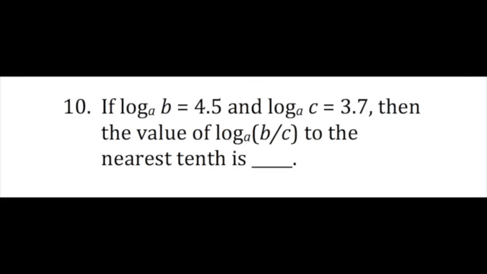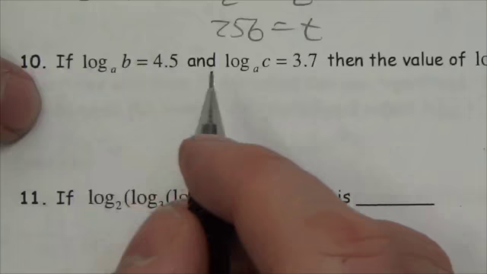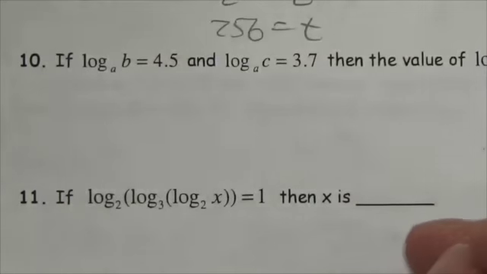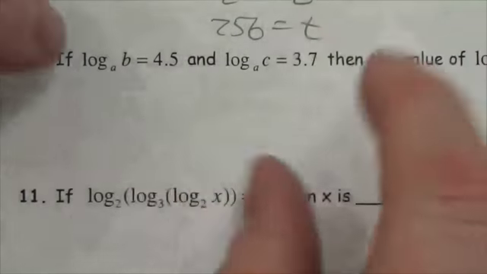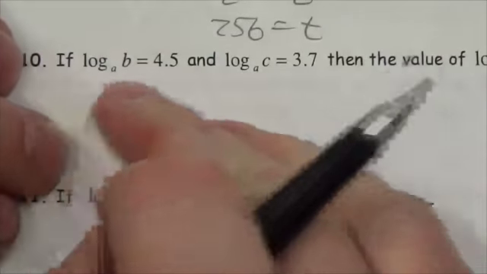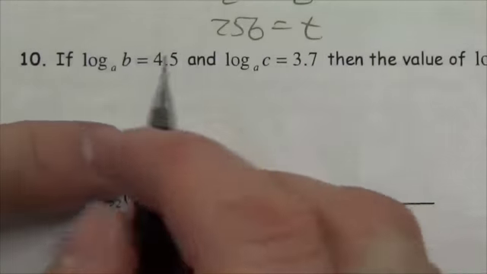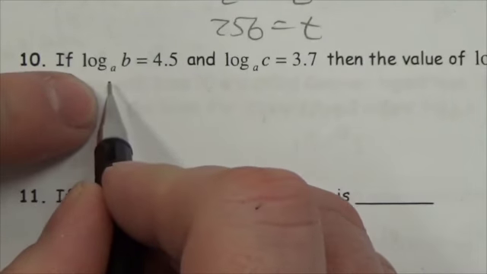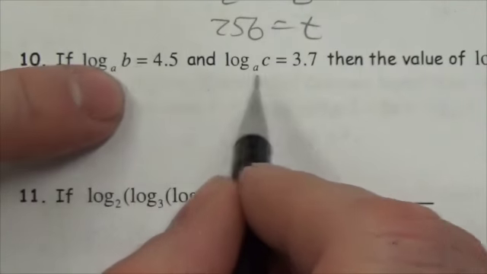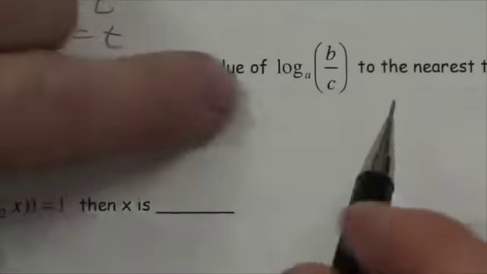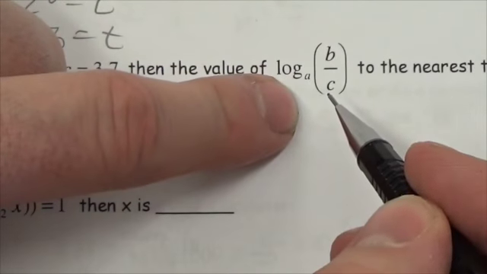If log base a of b equals 4.5 and log base a of c is equal to 3.7, then the value of the log base a of b divided by c to the nearest tenth is what? Okay, for this one right here, I'm given a bunch of information up front. Later on in this chapter, we're going to come back to questions like this, and we're going to solve it in a different way. But for right now, look at what's going on here. I'm giving you some information about log base a of b, log base a of c. Over here, I've got log base a of b over c.